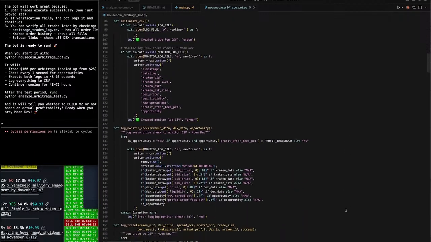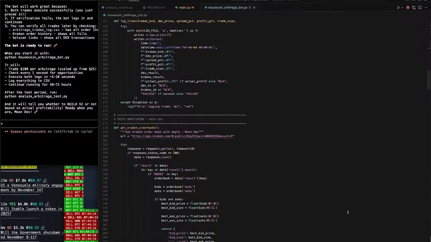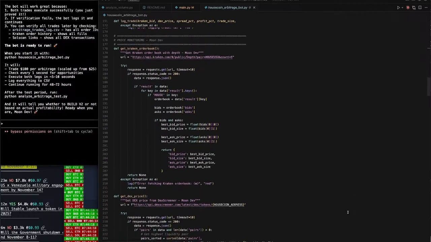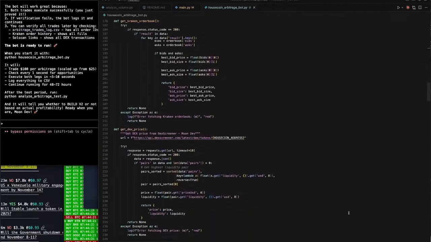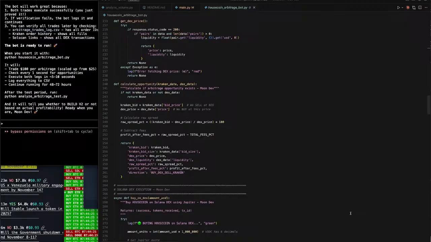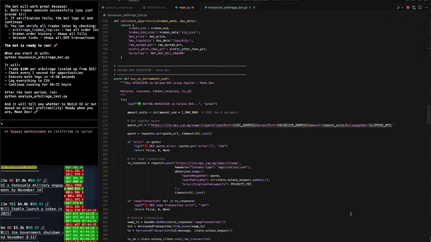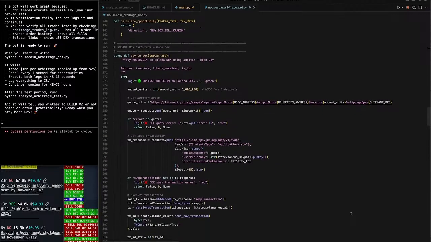Log the trades here on Kraken. Kraken bid, log the trades. Okay, price monitoring here, api.kraken. Using house, you can change that to a different token. House coin is just my autism. Okay, calculate opportunity here. Let's go ahead and see Sol Dex execution here. Okay, you can see this is how you execute on Solana.